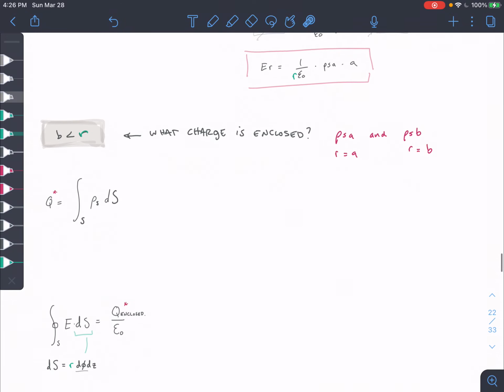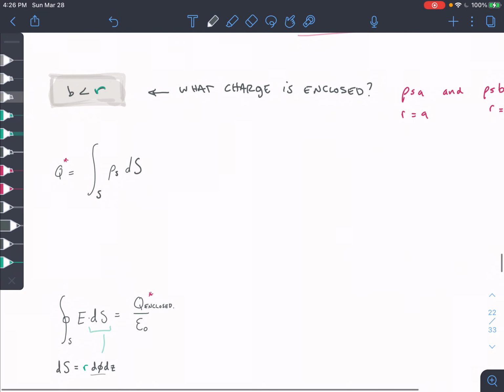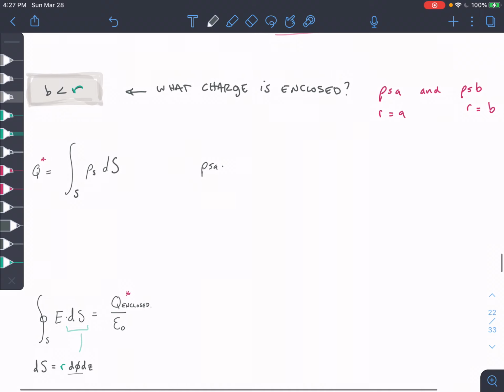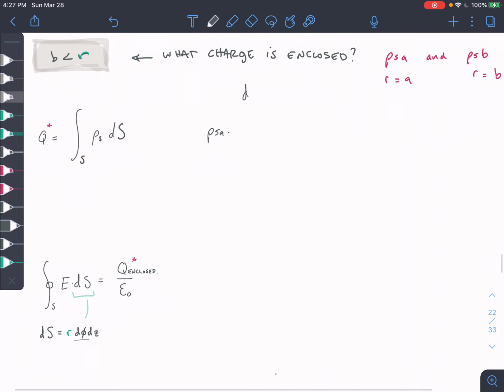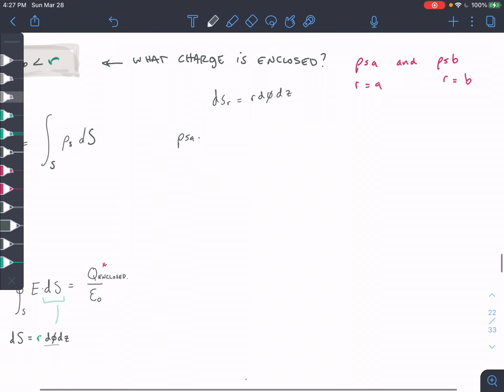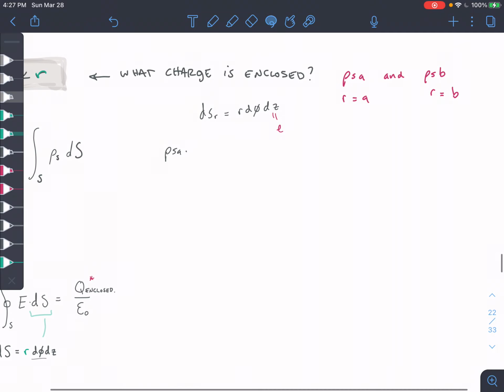Okay, so by doing that, we have PSA times, and we're going to do the dS for each of these separately. So just as a recap, dS_r for a cylinder is equal to r d phi dz. So we're doing the same thing where we're modeling this dz as just an L to deal with the infinite surface, and we're going to respectively do the radii for both of these.